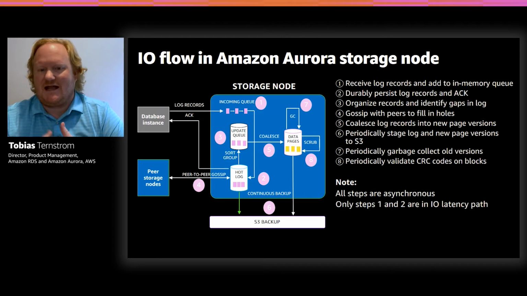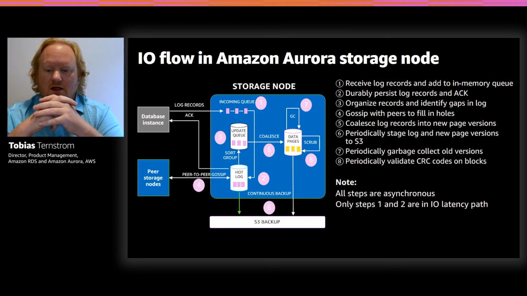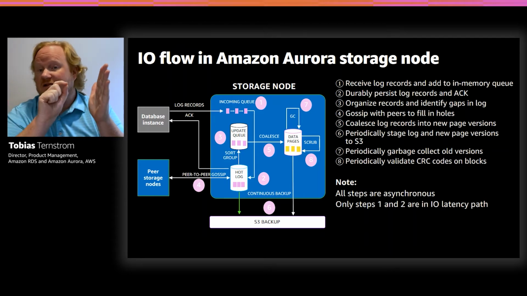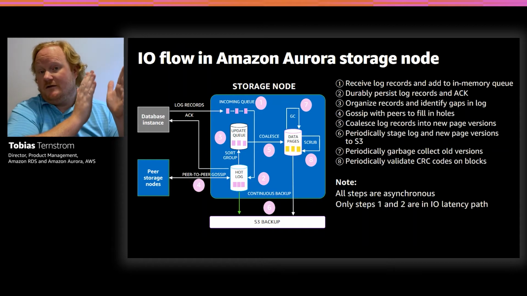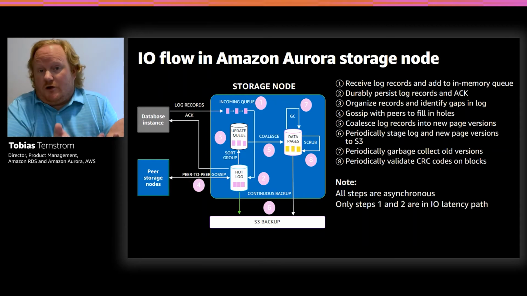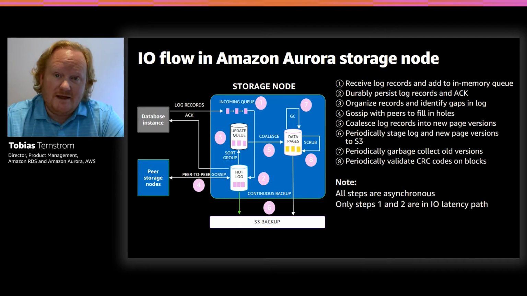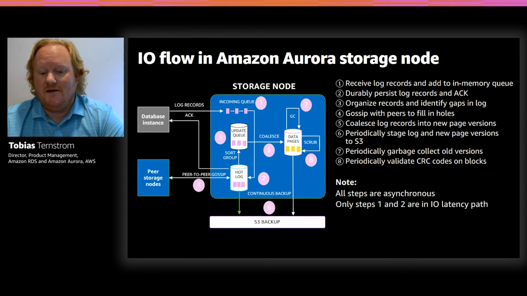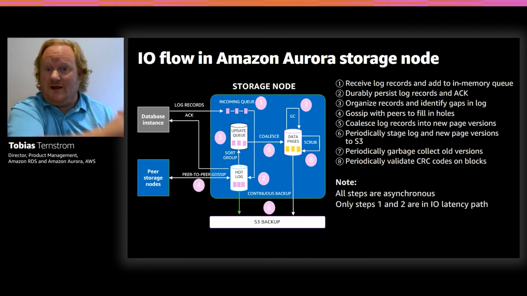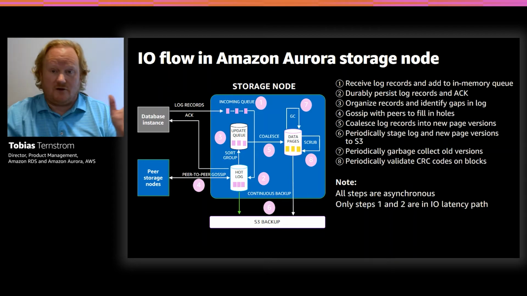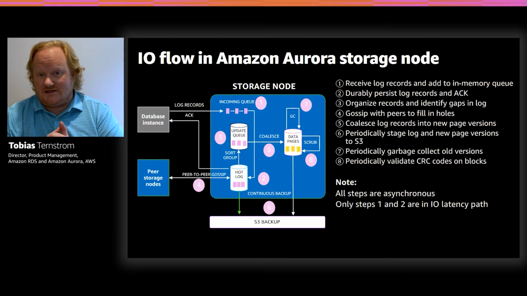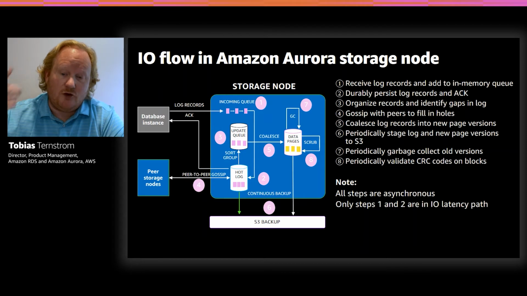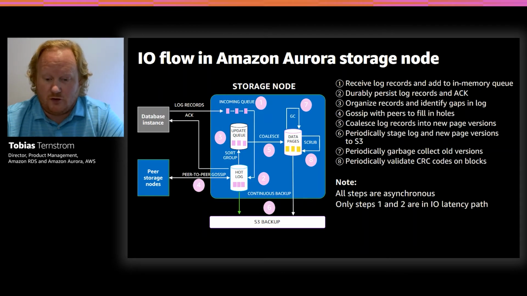So what happens after we persisted it? Well, step 3 here: we need to make sure that we have all of the log records we need in sequence, because if we're missing one log record, the undo redo protocol won't work. So if there is a log record missing, say we have log records 5 and 7 but 6 is missing, then we use a gossip protocol. We go talk to our peer storage nodes, the 5 other copies, and ask, hey, I'm missing 6. Does one of you have it? Oh, I have it, here you go. And then it can move forward. So it keeps checking that we have no holes in the list of log records.